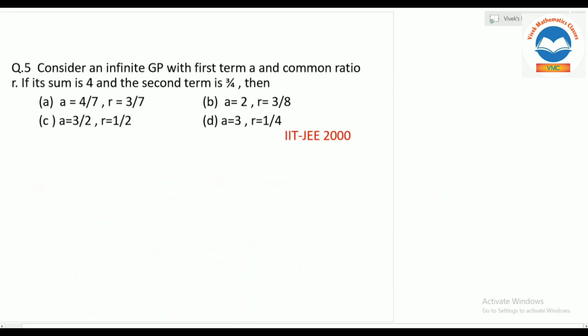Okay, next. Fifth one. Consider an infinite GP with first term a and common ratio r. The sum is 4, it means S infinity they have given as 4, a by 1 minus r value they have given as 4. And second term 3 by 4, it means ar value they have given as 3 by 4. Okay. From here what can we write? A value we can write as 3 by 4r. We will substitute here.